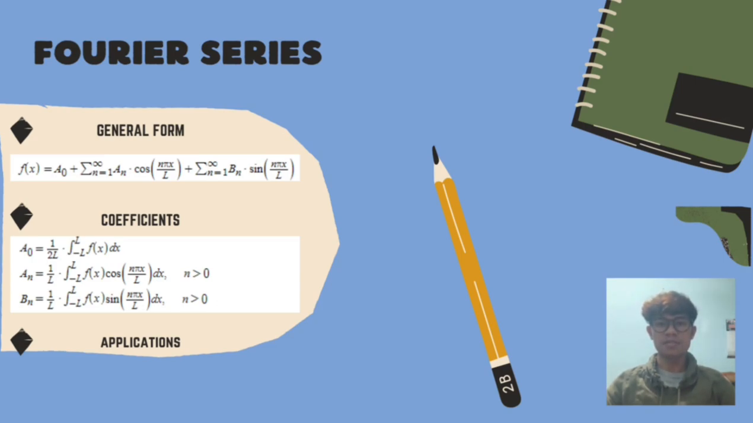The Fourier series is particularly useful in analyzing and synthesizing functions with periodic behavior, such as waveforms in signal processing. A periodic function f(x) with a period L can be expressed as a sum of sine and cosine functions in the general form. A0 is the average value of the function over one period. An and Bn are the coefficients that determine the amplitude of the cosine and sine terms, respectively. The coefficients An and Bn can be calculated using the following formulas.